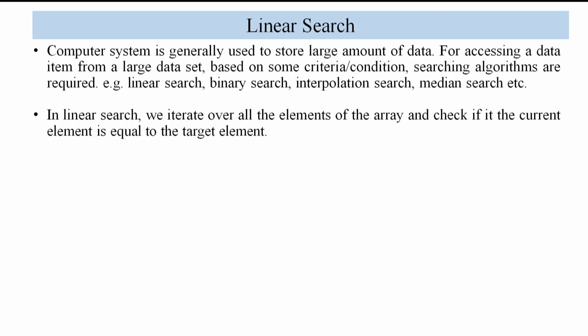Linear search is very simple, and in this method we iterate over all the elements of the list starting from the first location till the last. So either we get the desired element, or we do not find the element if it is not available in the list. I would like to explain it with the help of an example.